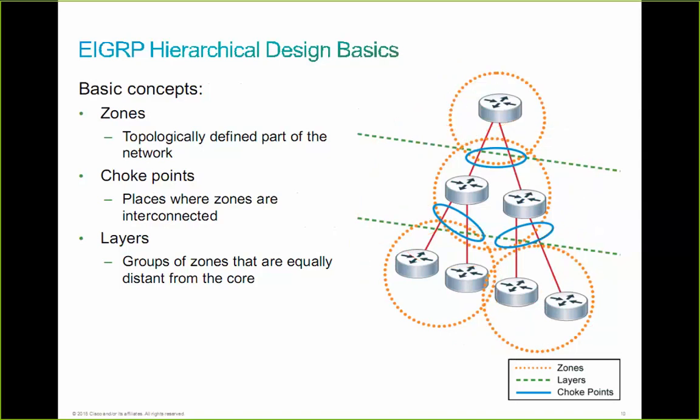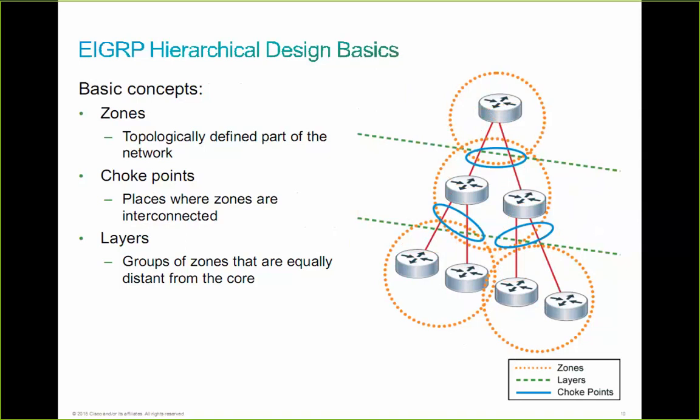With EIGRP, we don't have that limit because we're not really creating areas, right? We're just creating boundaries of summary routes. So you can do summaries on these downstream links, you can do additional summaries on these links, et cetera, et cetera. Does that make sense? All right.